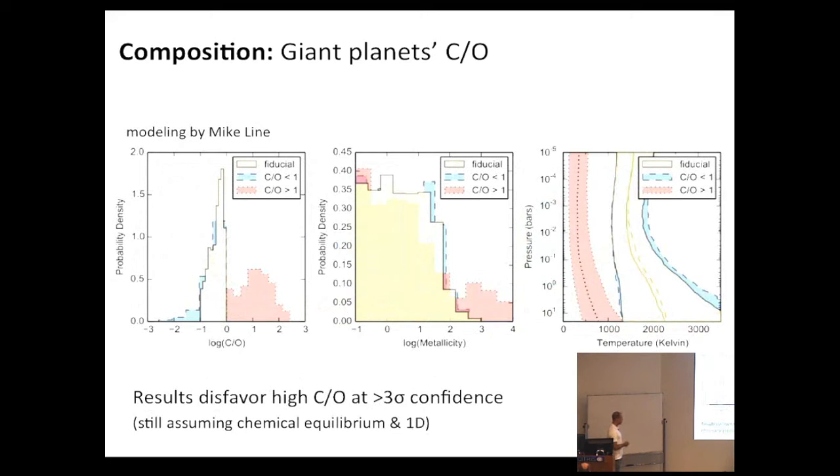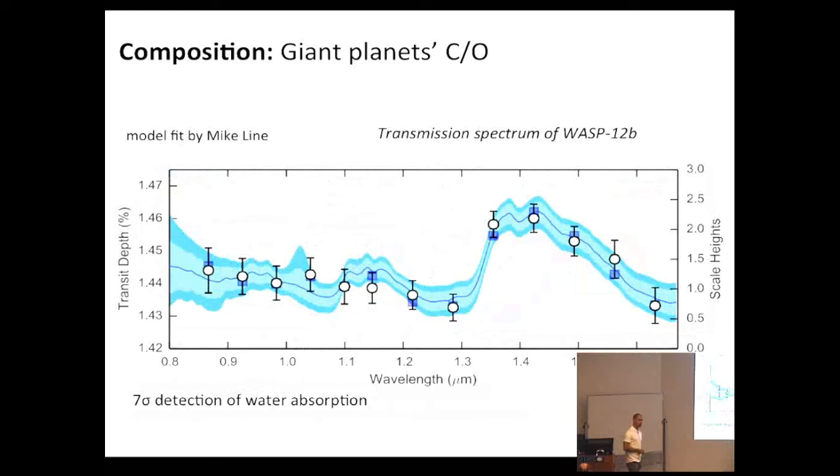And she might have run through all these plots. But what it comes down to is we can rule out C/O greater than 1 at greater than 3 sigma confidence. The point of this is it's not just the abundance of water, but it's the lack of absorption from other molecules that you would expect in a high C/O environment. So this assessment of the C/O ratio rests on the assumption of equilibrium chemistry, but that's probably a fairly safe thing for this hot atmosphere.